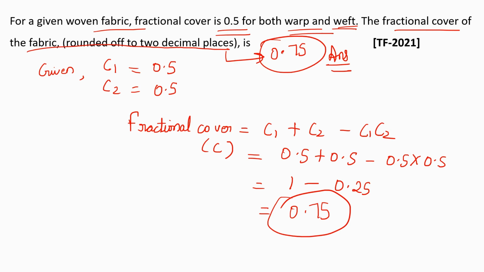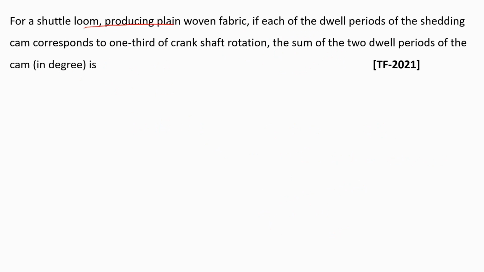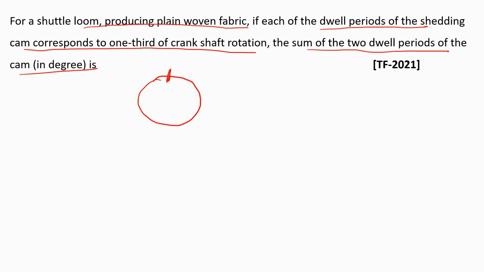Now coming to the next question. For a shuttle loom producing plain woven fabric, if each of the dwell periods of the shedding cam corresponds to 1/3 of the crankshaft rotation, the sum of the two dwell periods of the cam in degrees is. You have to find the sum of the two dwell periods. So if the total dwell is about 360, then it comes out to be 360.